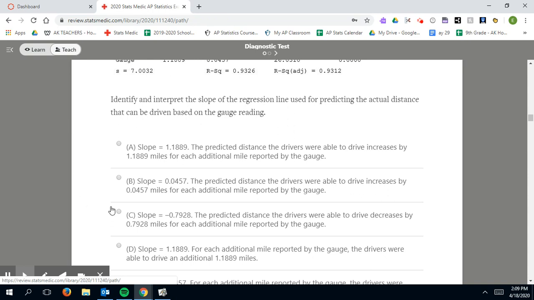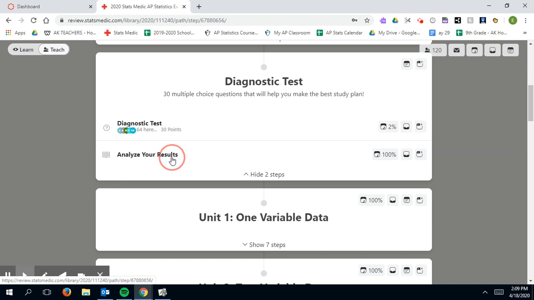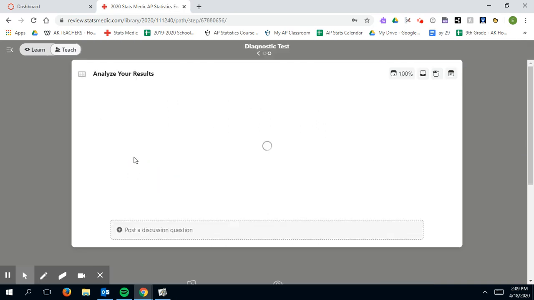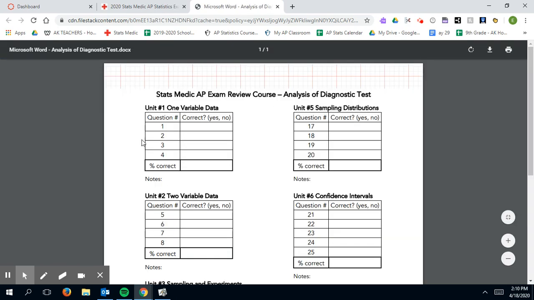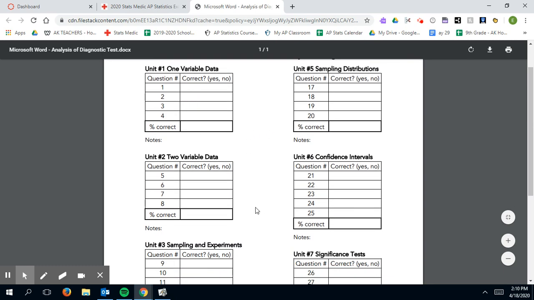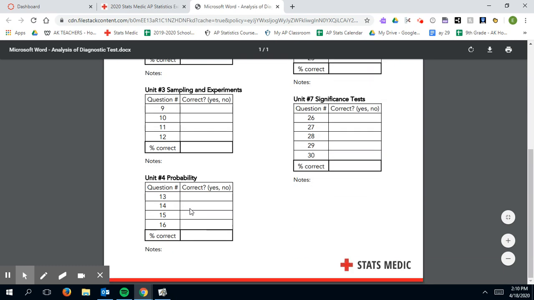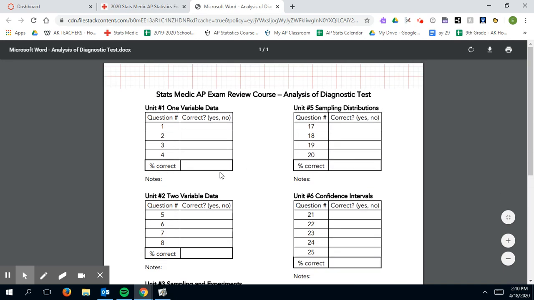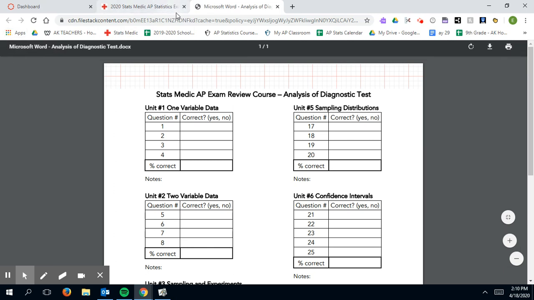And then once you finish, what I want you to do is analyze your results. This will be very quick. So click analysis of diagnostic test. Then I want you to print this off, or you do it on your computer or whatever. And what this will tell you is which one of these things you need to study and practice, which one of these units. I'm going to give you some guidelines for doing all of the units, but this can help you decide which ones to really spend the most time on and work the best in. And so that's that part.